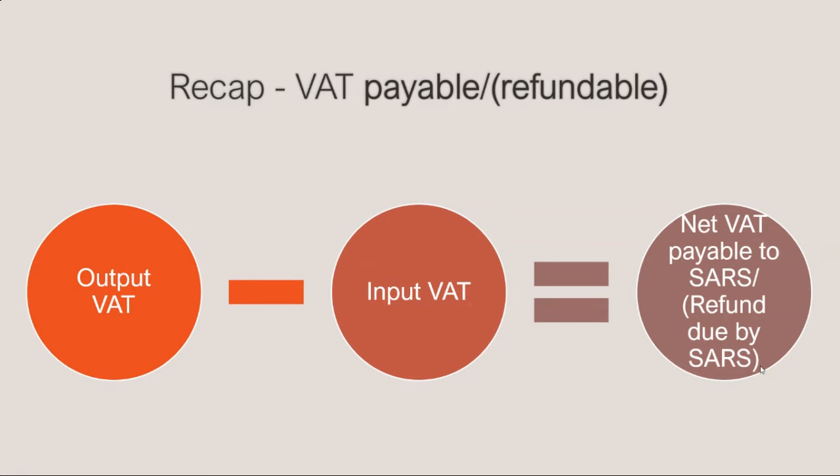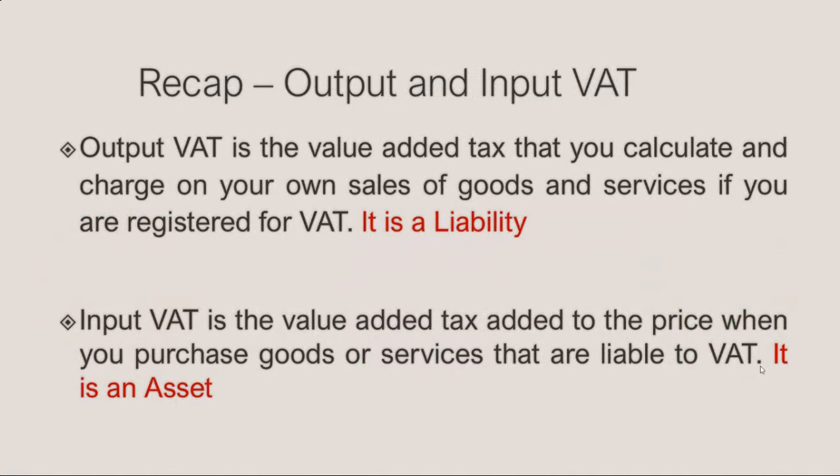So let's quickly talk about output VAT and input VAT and what they are exactly. Output VAT is the value-added tax that you calculate and charge on your own sales of goods and services if you are registered for VAT. So we only add VAT if we are registered as a VAT vendor. Now, for accounting purposes, output VAT will always be accounted for as a liability.